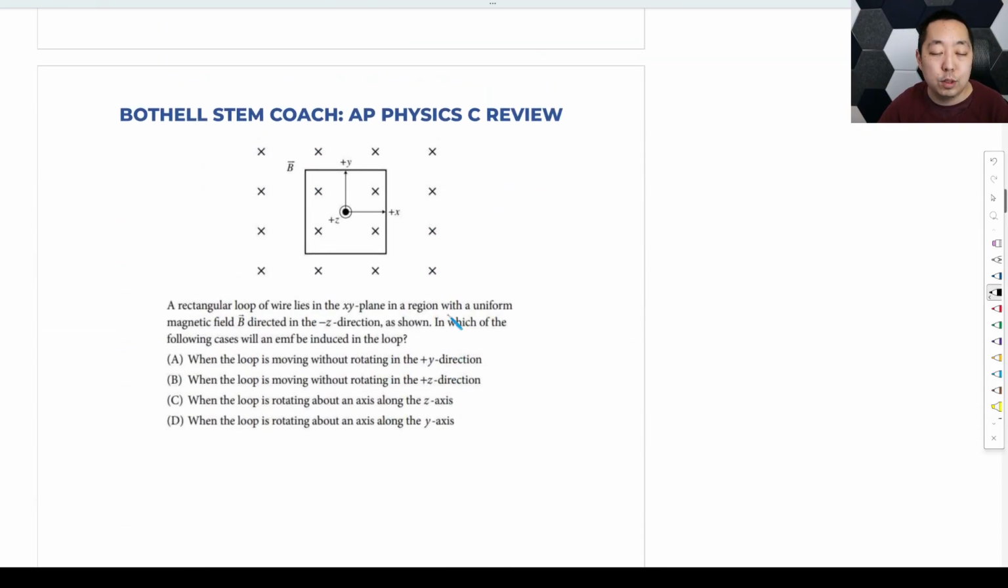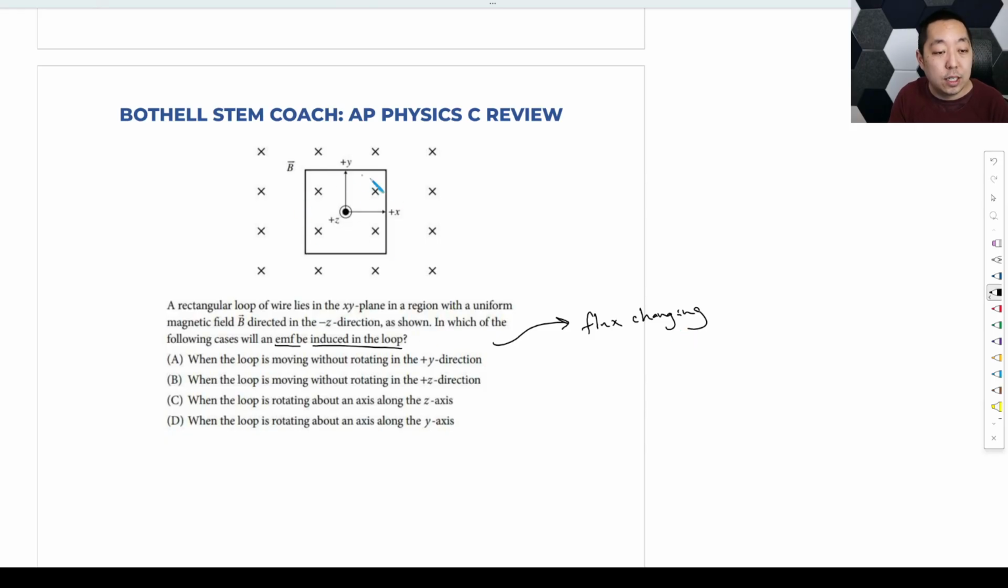So let's go through a few multiple choice and free response questions. We have a rectangular loop of wire that lies inside the XY plane with a uniform magnetic field in the negative Z direction as shown. So positive Z is coming out, negative Z being X's into the page here. In which of the following will an EMF be induced in the loop? And that is when the flux is changing. This is Faraday's law, or flux changing through the loop.